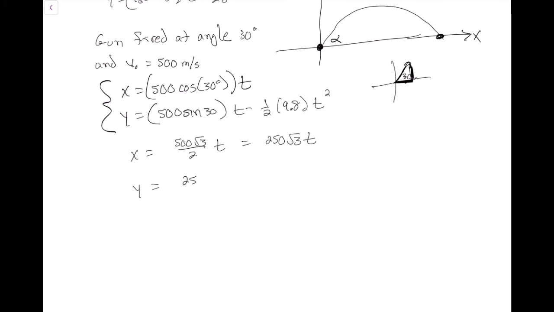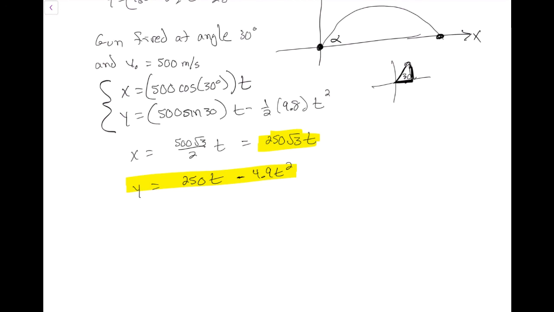So that's going to be 250t minus, and half of 9.8 is 4.9t squared. So here's my two equations of my projectile motion. Here's my x equation, and here's my y equation. Usually in a class of this nature, we're given that information, we're not expected to derive those sets of equations, and we're asked some applications.